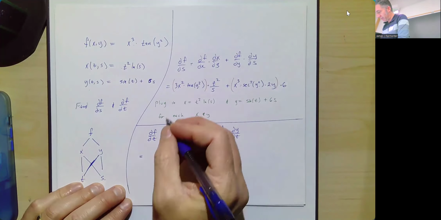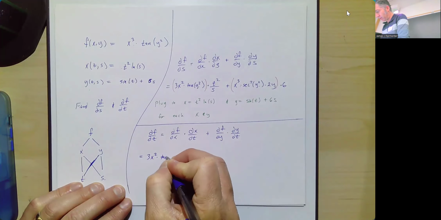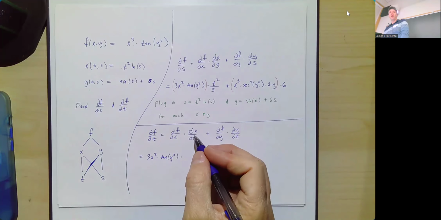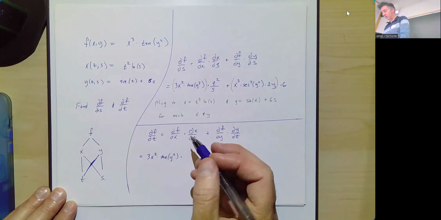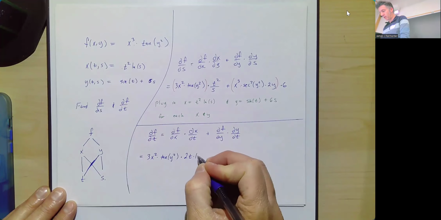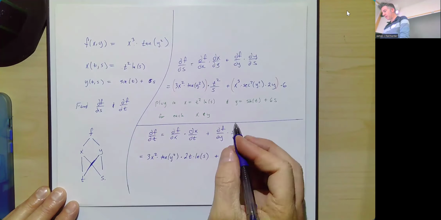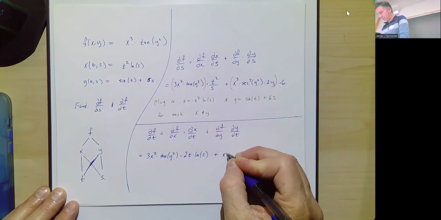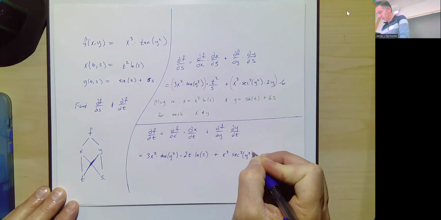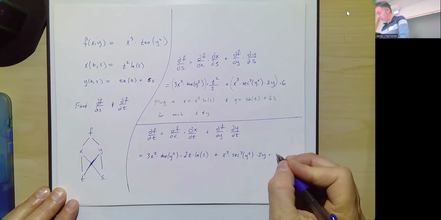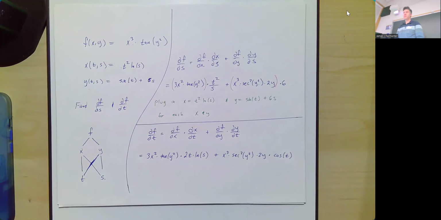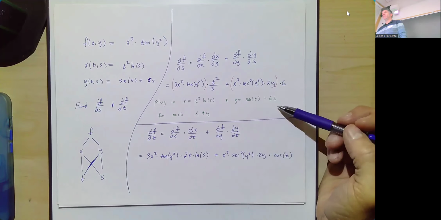So del F del X is going to be 3x squared times tangent of y squared. Del X del T, I do have to think about taking newly. So the partial derivative of x with respect to t is going to be 2t to the first times natural log of s. Plus del F del Y is all this again: x cubed times secant squared of y squared times 2y, times the derivative of y with respect to t, which is going to be cosine of t. And then again, if we wanted to or were required to, we could plug in t squared natural log of s for every x and sine t plus 6s for every y.